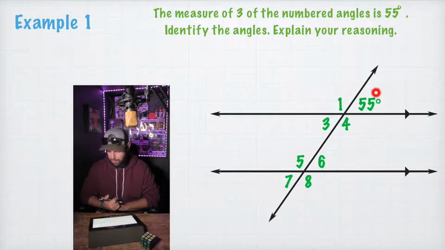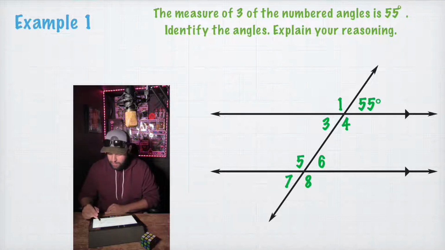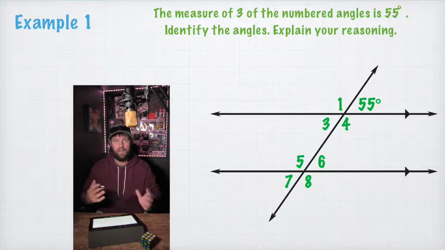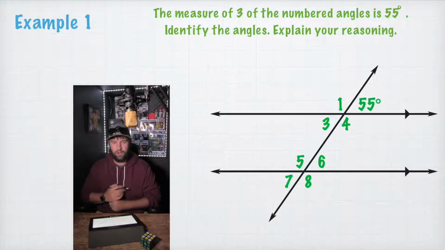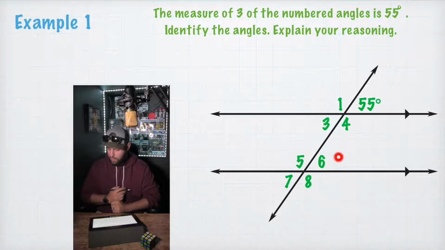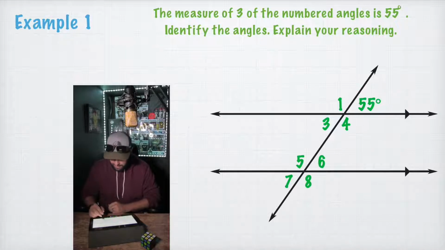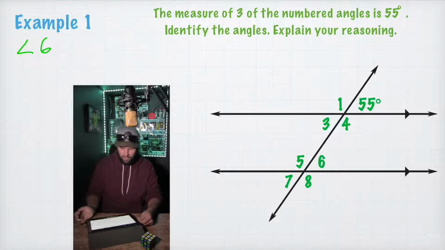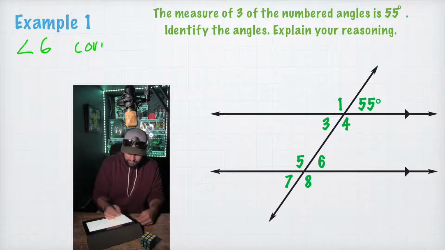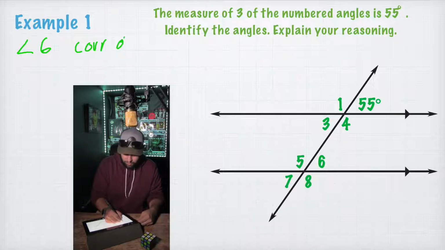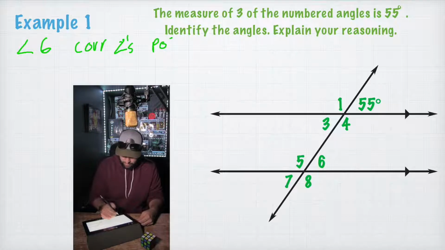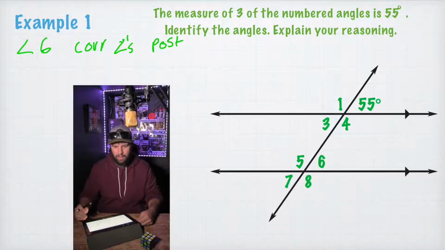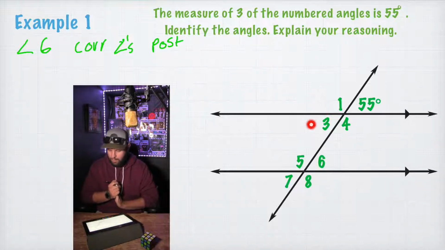Identify the angles. Explain your reasoning. They give us one angle that is 55 degrees, and they want us to tell which other 3 angles are equal to 55 degrees. Right off the bat, we could say that angle 6 is 55 degrees also by what we just learned. Angle 6 by the corresponding angles postulate. I'm going to just draw an angle symbol. I hope that one made sense.